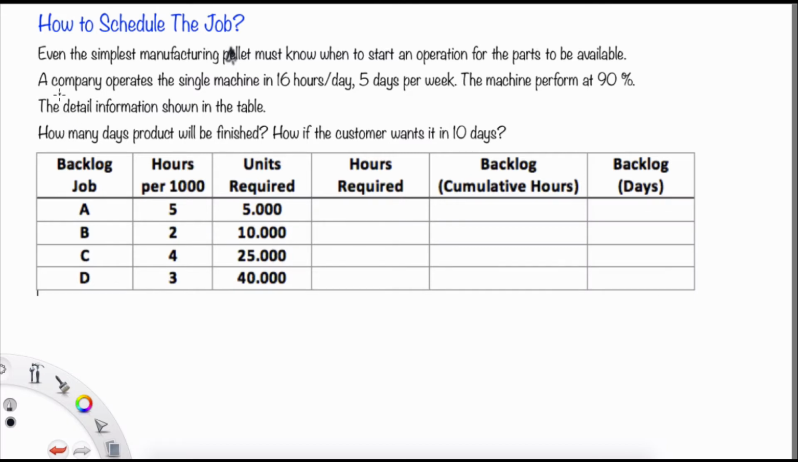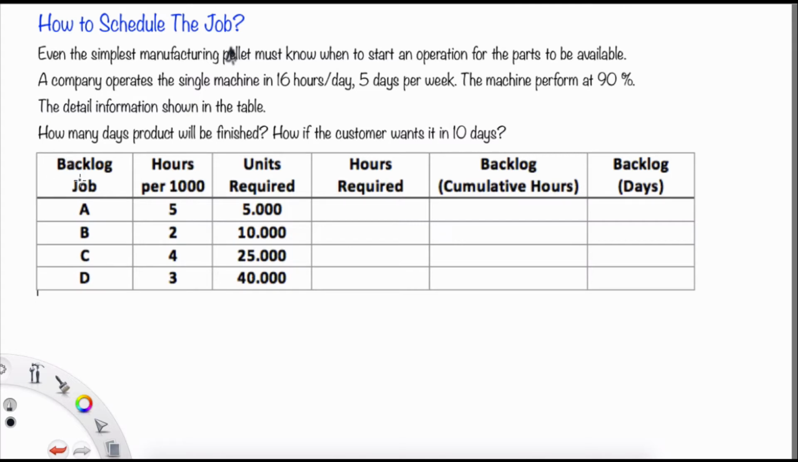Please understand this exercise: a company operates a single machine 16 hours per day. Maybe it's about 2 shifts per day, 5 days per week. The machine performs at 90%. The information is shown in the table. So in how many days will the product be finished? What if the customer wants it in 10 days?